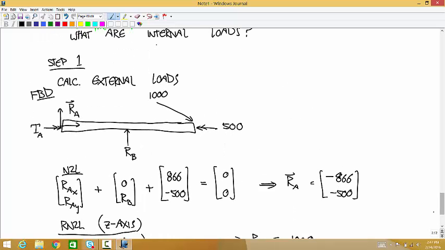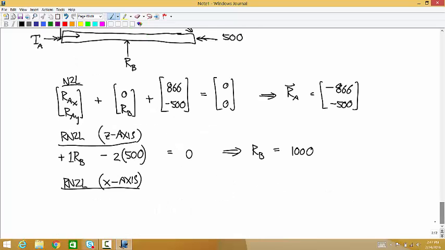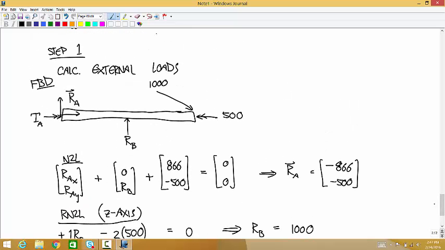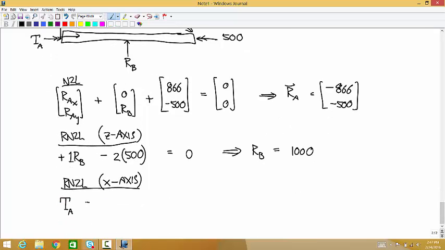So what produces moments about the x-axis? TA. And then negative 500. So TA is equal to 500.